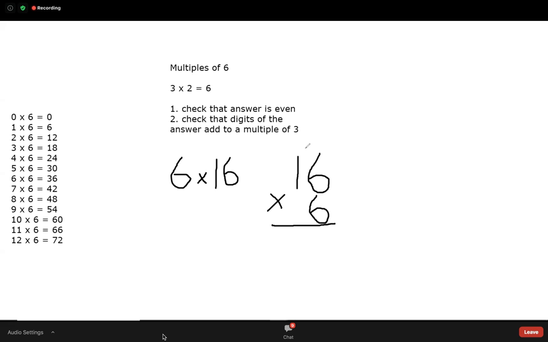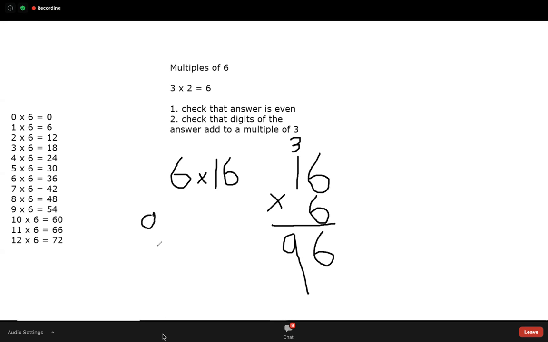Okay, so let's see how we would solve this. First of all, we would do 6 times 6, which we know is going to be 36. So we'll carry the 3 and leave the 6 behind. Then we'll do 6 times 1, which, anything times 1 is itself, so it'll just be 6. And then we add the 3 to it, so 6 plus 3 is 9. So our answer will be 96.